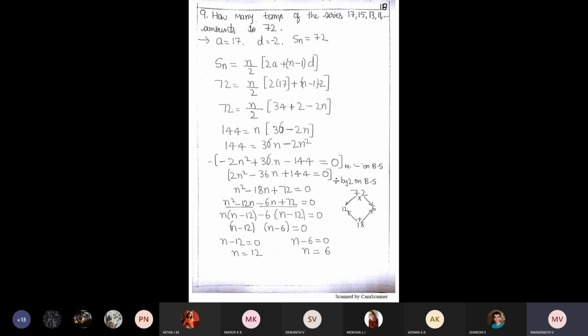Can anybody cross check it? You write the terms up to 12 and you write the terms up to 6. Some of you can write the terms up to 12 and some of you up to 6, and you can just add it manually and see whether you get the answer right or wrong. Can you verify it? Please verify this answer.